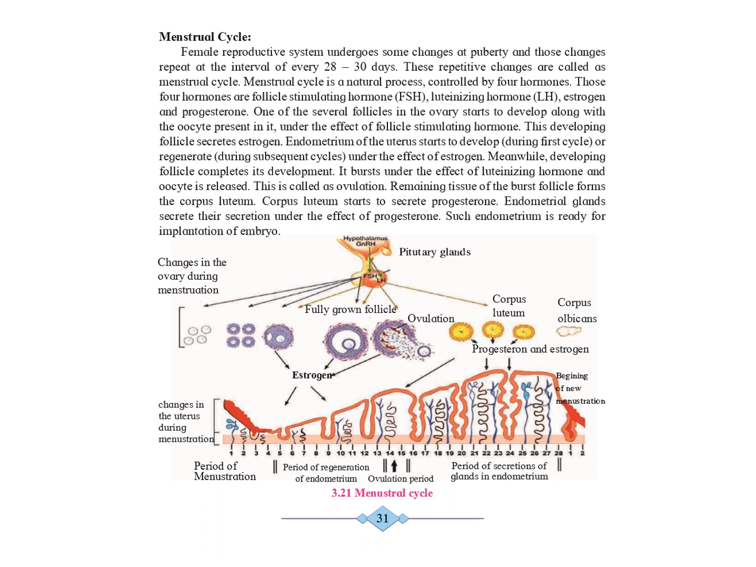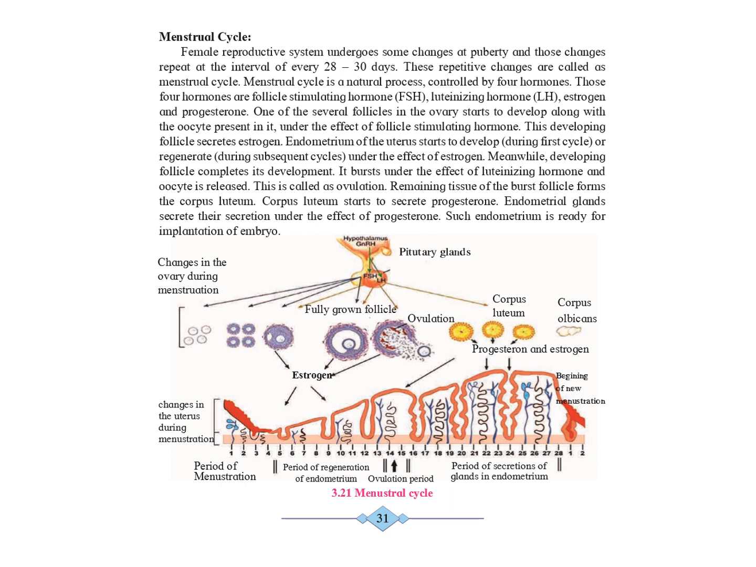The remaining tissues of the burst follicle form the corpus luteum. Now the corpus luteum starts to secrete another hormone called progesterone. Thus the endometrium is ready for implantation of the embryo. That means the whole inner lining of the uterus starts developing with the hormones with the expectation that fertilization will take place and the embryo will be implanted in the uterus.